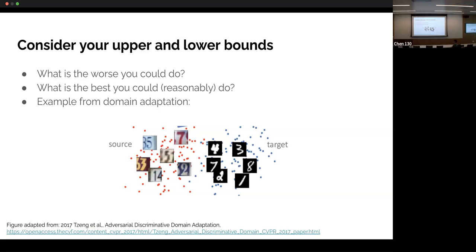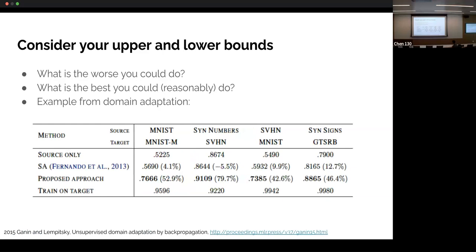So in domain adaptation, you have a source that's some images, in this case, colored numbers from signs, and you have labels for the source domain, and you don't have labels for the target domain, but you have the data, and you're training on unlabeled and labeled, and you want to do well on your target domain. That's the task. Now, what Ganin and Lempitsky did in their paper is they had this table where it goes from the worst you could do to the best you could do.